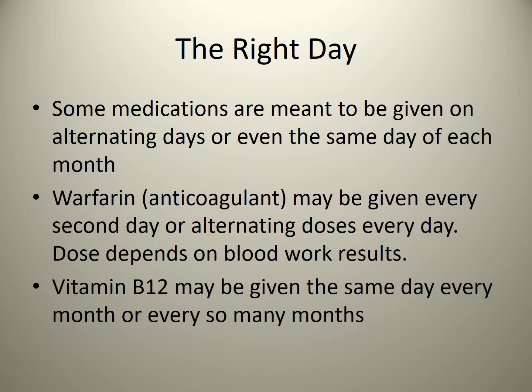That brings us to the right day. Some medications are given alternate days or even the same day of each month, as I previously mentioned. Warfarin, for example, is sometimes given every second day. The doctor may want the patient to receive 5 milligrams in one day, 2.5 milligrams on the next day, alternating the doses. Because warfarin is a blood thinner, the dose depends on blood work, which is checked quite often. Patients who require vitamin B12 injections will be given their injections the same day every month, or even the same day of every third month.